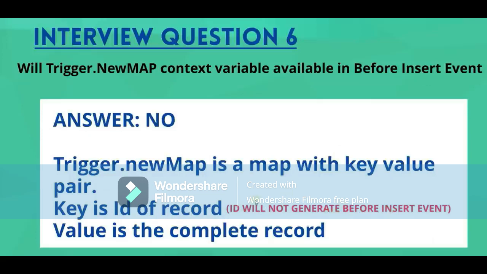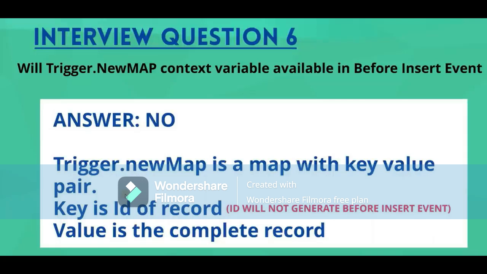Correct? That's the reason in before insert, because there is no ID, Salesforce will not populate Trigger.newMap. So even though we have Trigger.new in before insert, Trigger.newMap is not available because the key would be the ID of the record, but the ID is not available in before insert. That's the reason Trigger.newMap is not available. So this kind of tricky question might come to you.